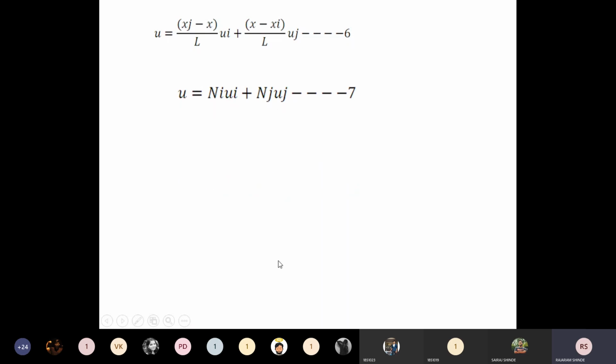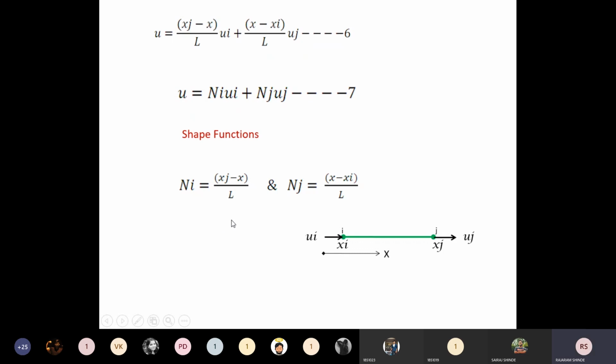What is Ni? Ni is a shape function. Nj is also a shape function. Now these are the shape functions. Ni is equal to xj minus x upon l. Nj equal to x minus xi upon l. Now we have seen some properties of these Ni and Nj, that their value at their own nodes is equal to 1, and at other nodes it is equal to 0, and addition of shape functions at any location is 1, that we have discussed.